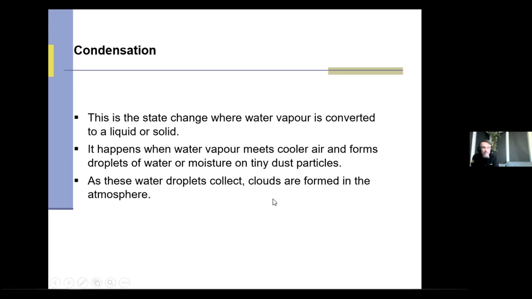Condensation, again, it's another state change, right? We had evaporation, that's that liquid to vapor, up it goes. When it's up in the clouds, now this water vapor is going to go from a vapor to more of a liquid. Water vapor meets the cooler air and forms tiny droplets of water or moisture. As these water droplets collect, clouds are formed, and when it gets really heavy, it falls out of suspension and falls to the earth as precipitation.